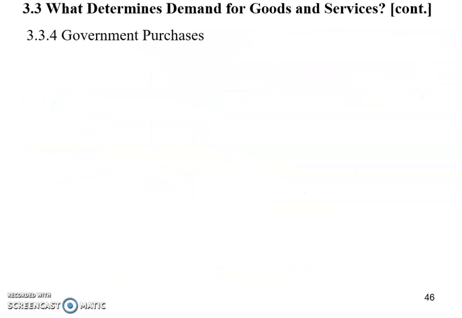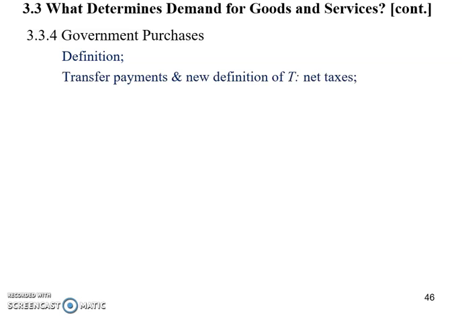All right, the third component of aggregate demand is from the government. It's government purchases or spending. Okay, now the definition is pretty simple. That's how much the government spends, okay, to purchase all it needs.